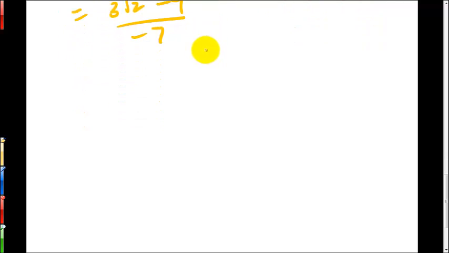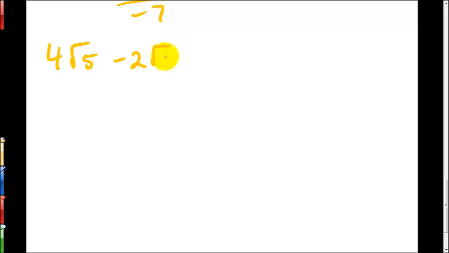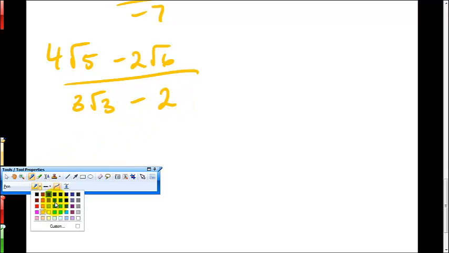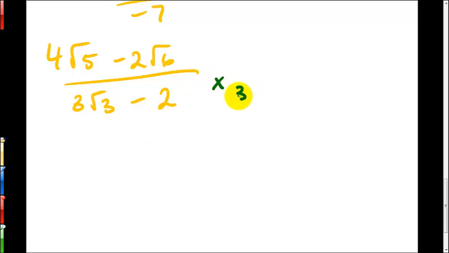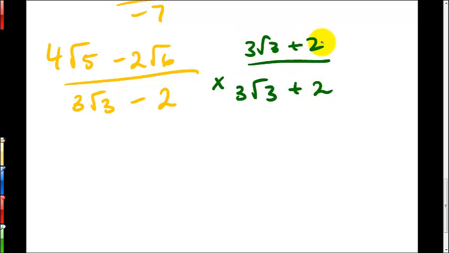All right, let's try one more of those. How about we go with a little bit trickier one now. So 4 root 5 minus 2 root 6 over 3 root 3 minus 2. What do we do? Well, I multiply by 3 root 3, and rather than minus, I now use plus 2. Remember, just the sign changes. And what you do to the bottom, you do to the top.